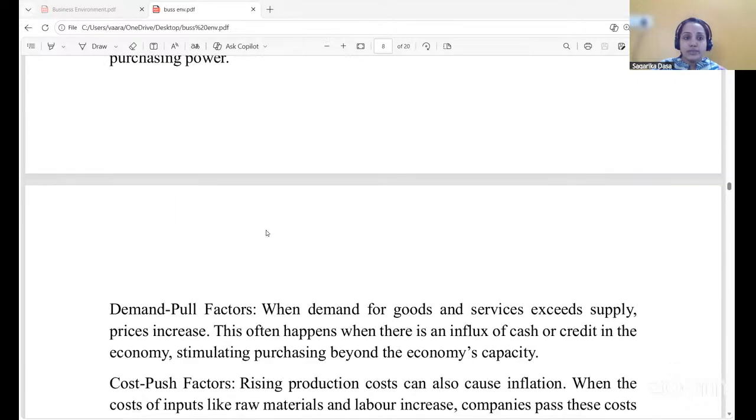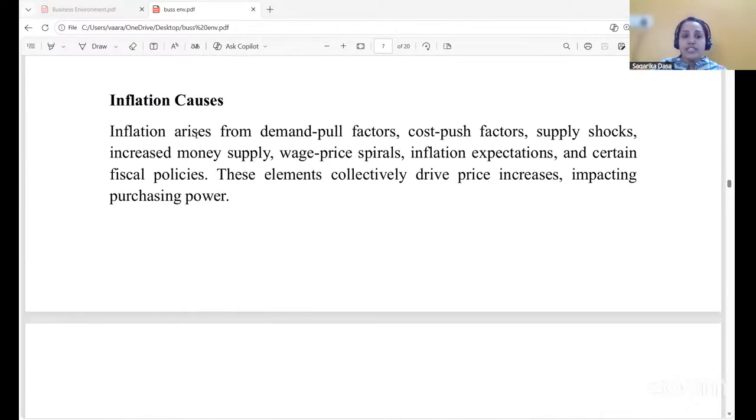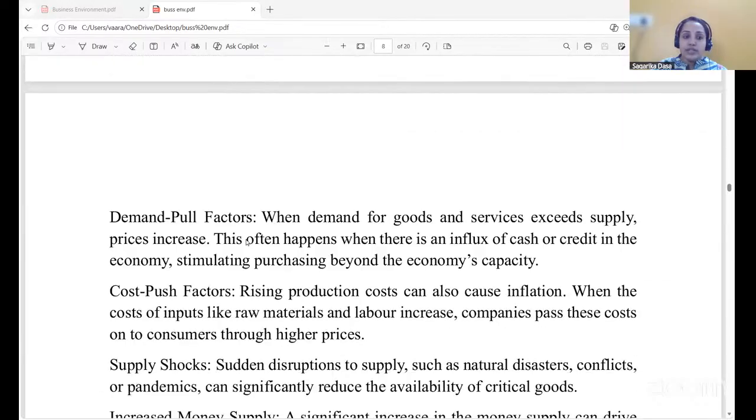Now, what causes inflation? Inflation arises from demand pull factors, cost push factors, supply shocks, increased money supply, wage price spirals, inflation expectation, and certain fiscal policies. Let us try to understand these individually.